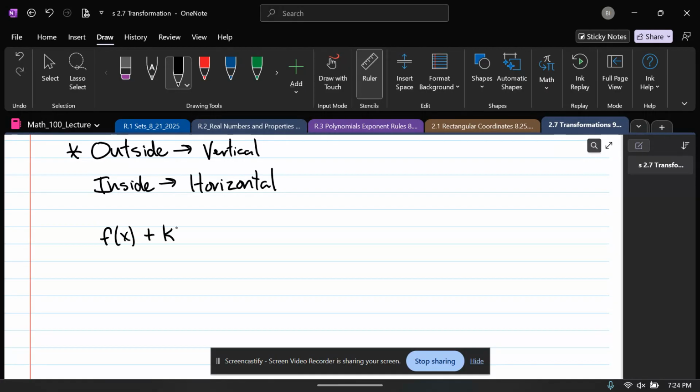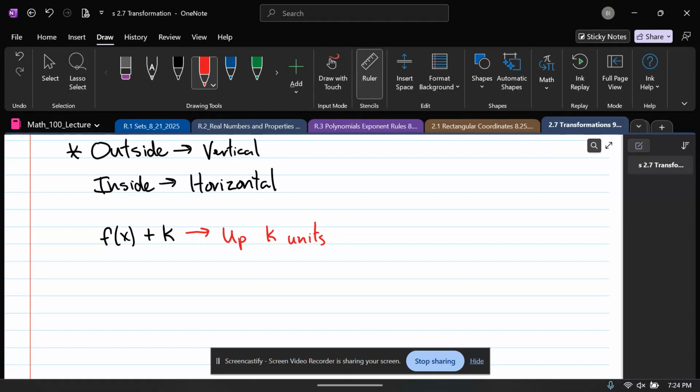So if you have a function and you add something on the outside, that is going to move it up k units. That is a transformation moving the picture up, however much you add. Okay. So if we had originally the absolute value function and we just put like a +5 outside of it, it would take that V and just scoot it up 5. That's the transformation that's happening.